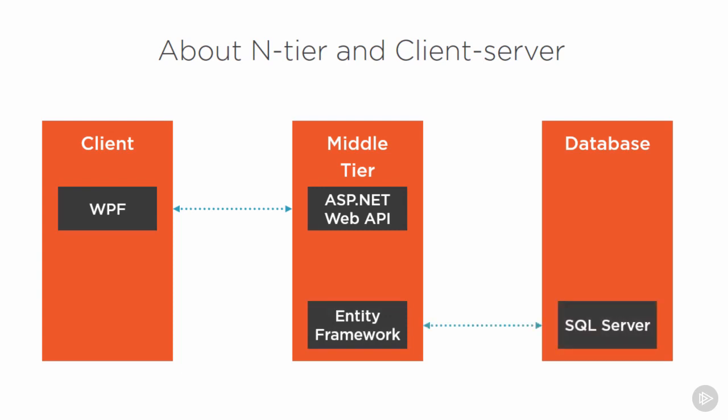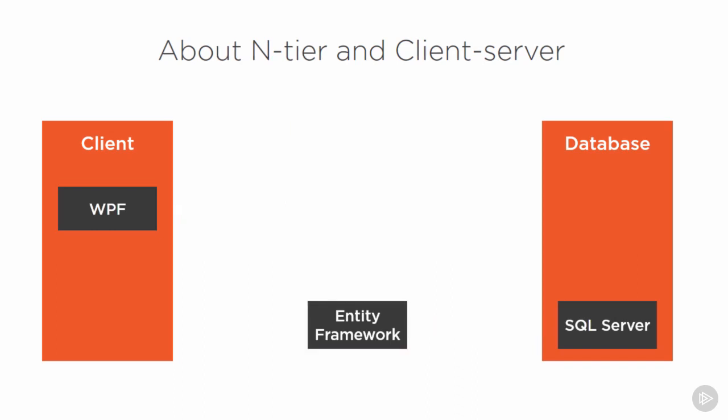Now, a big advantage of such an n-tier architecture is that you can put things like security or logging on your middle tier. Another advantage is that you can change the database without touching any client code. You can also use different kinds of client technologies with this architecture. So besides the WPF client, you could have, for example, an iOS application connecting to the REST-based service built with ASP.NET Web API.